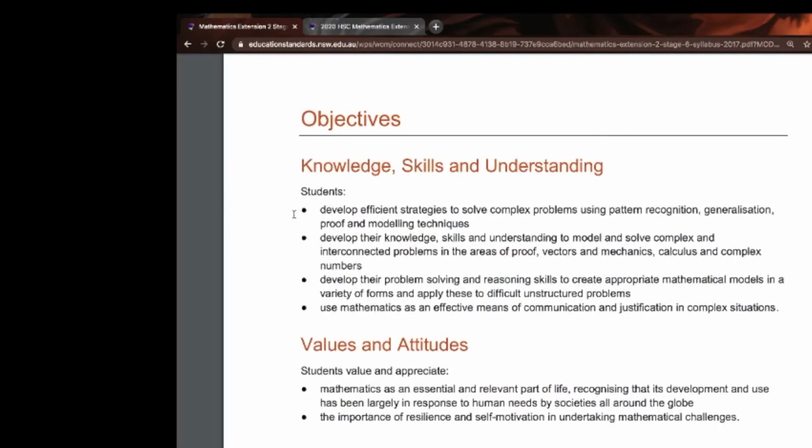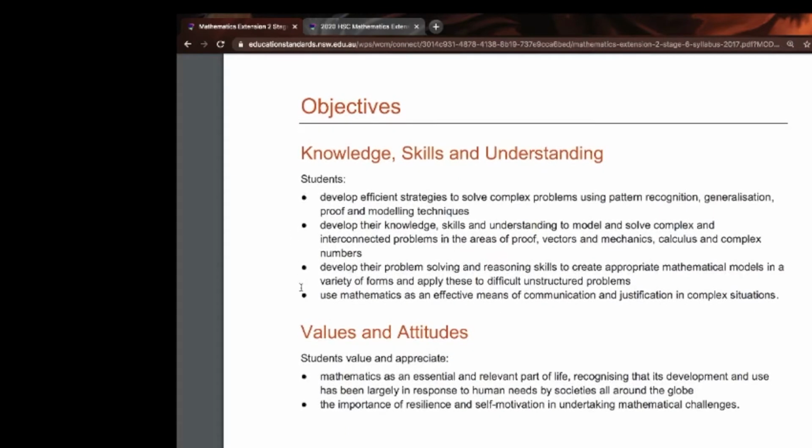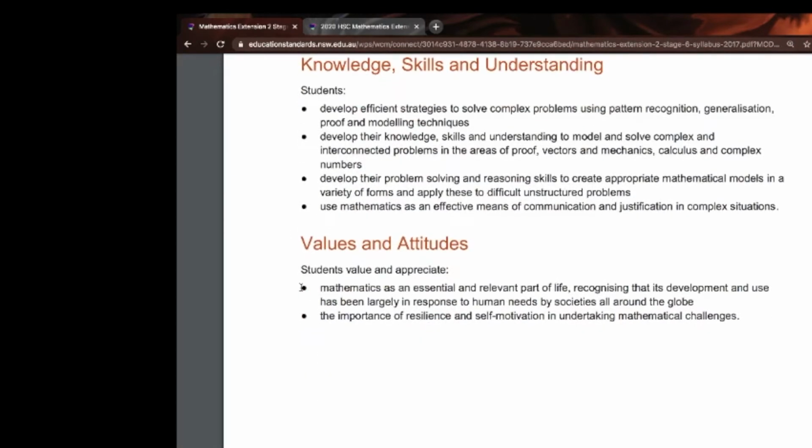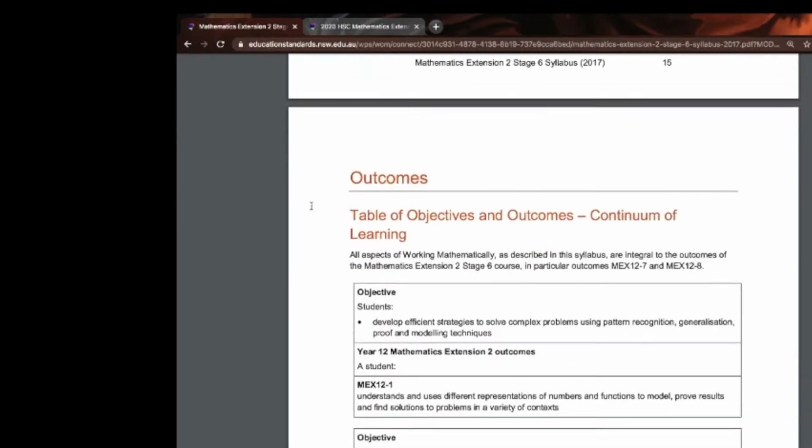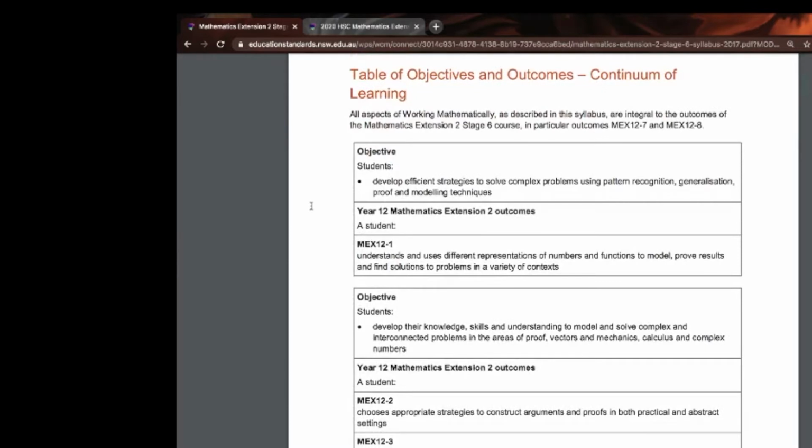Objectives of the course. You can read through these. They're basically just some mathematical jargon. But it is good to know what you're aiming to do in the course, and hence what you'll get out of it. Now the outcomes. These are basically what the syllabus outlines you should achieve.